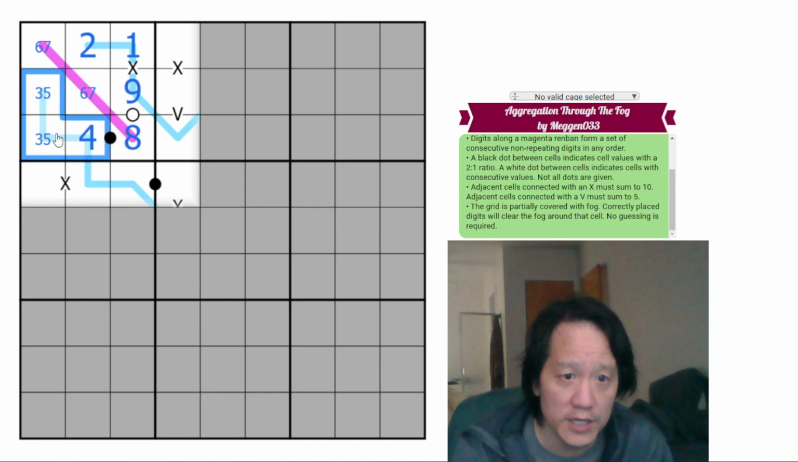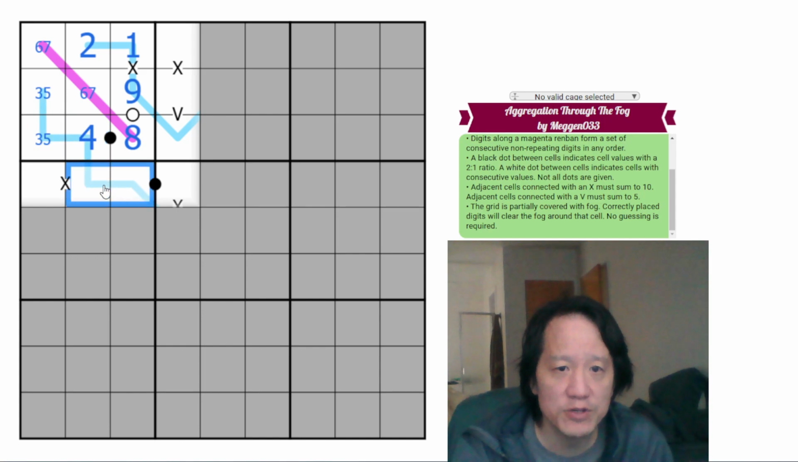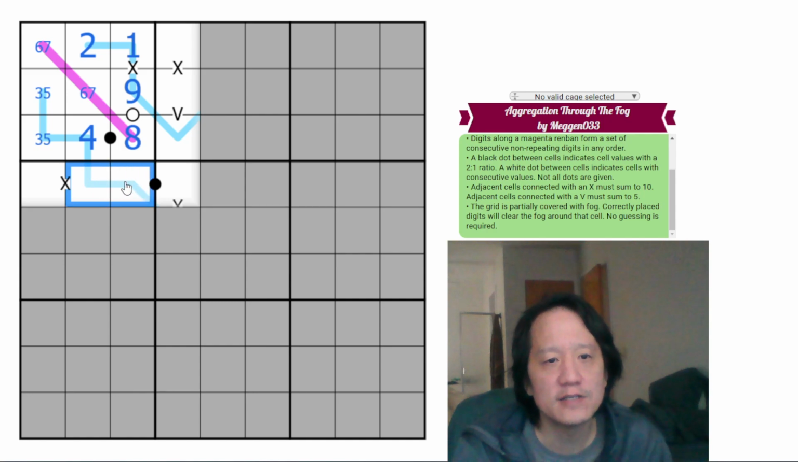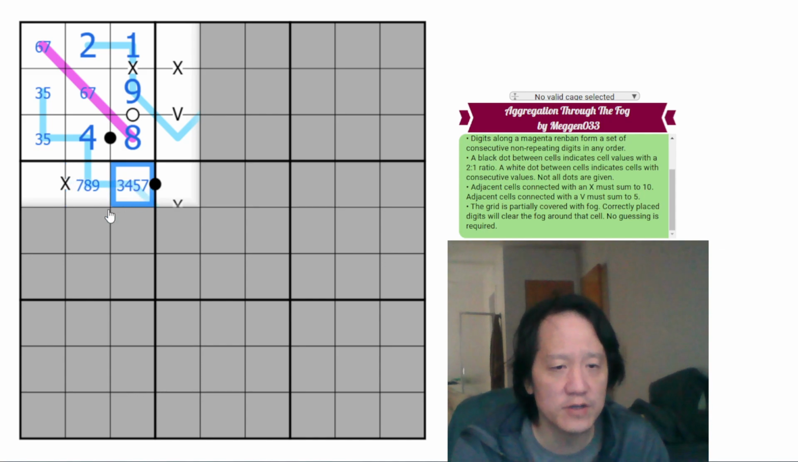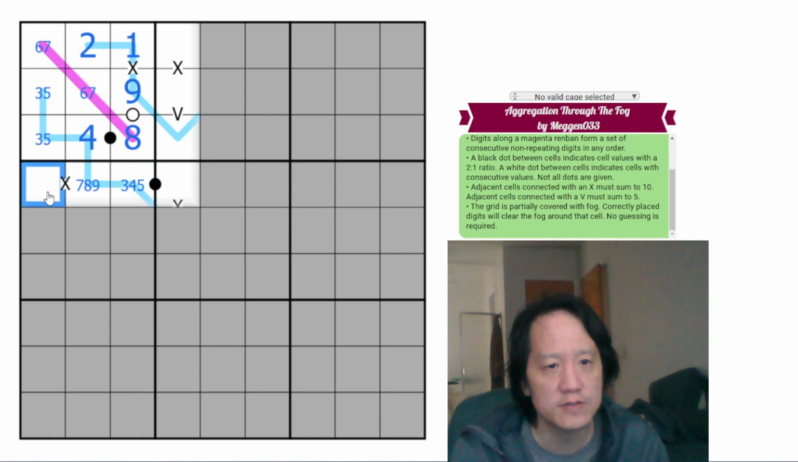So now each segment of this region sum line must add up to 12. There's 2 digits in this one, so this has to be 3, 9. So it could be 9 and 3, 4, 8, or 5 and 7. This can't be 5 because it's next to a 10. So this is 3, 4, 5. This is 1, 2, or 3. This can't be 3, so this can't be 7, so this can't be 5.